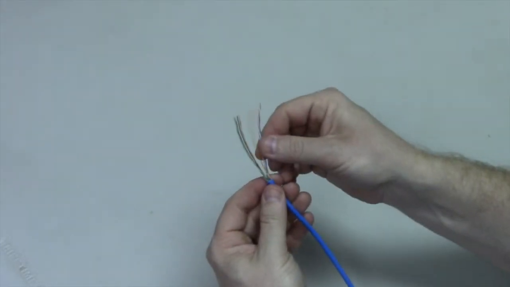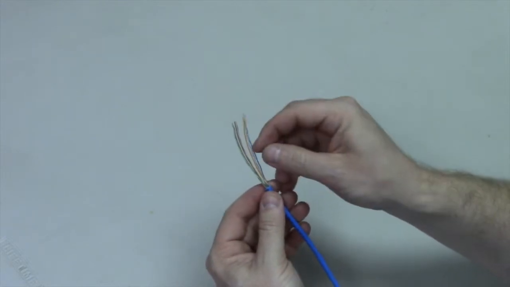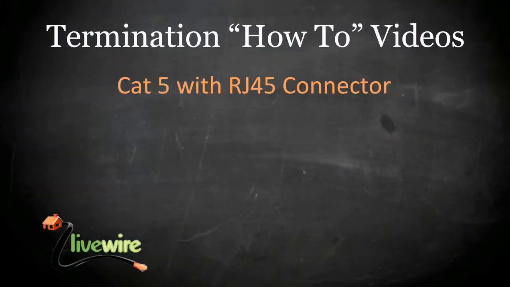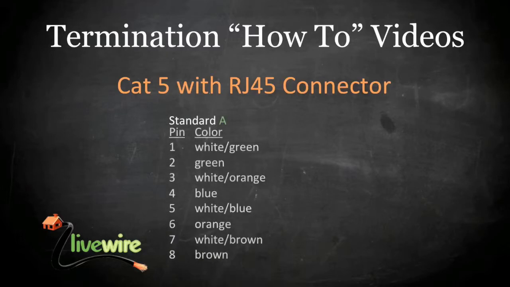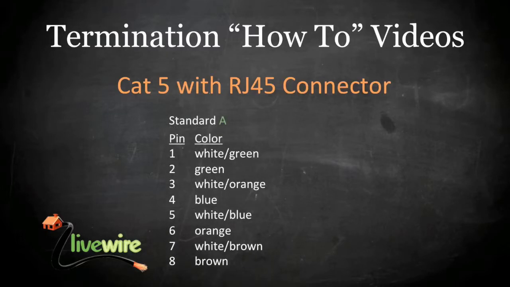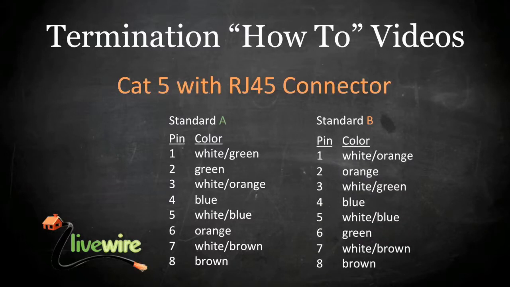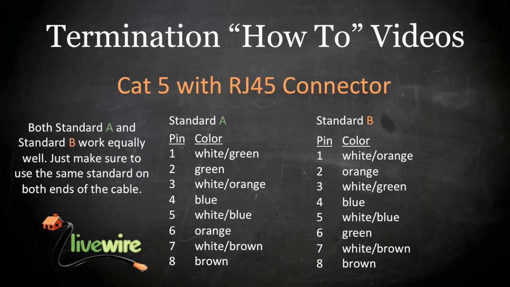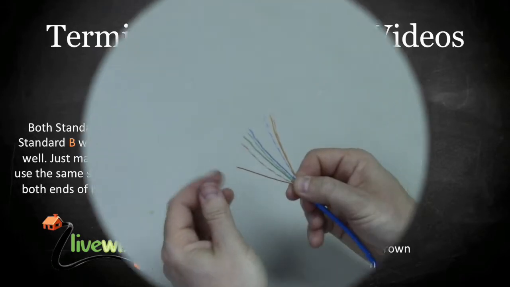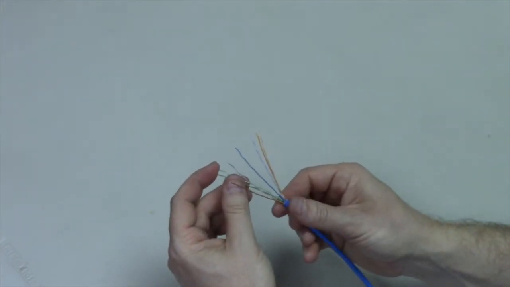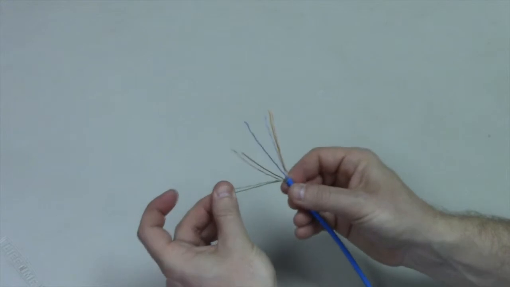Then, you need to put the wires in order. There are 2 standards by which you can order the wires. Standard A, which has the pattern white-green, green, white-orange, blue, white-blue, orange, white-brown, and brown. Or you can use Standard B, which just exchanges the white-orange and orange with the white-green and green. Both Standard A and Standard B work equally well. Just make sure to use the same standard on both ends of the cable. In this video, you will see that he is using Standard A to order the wires.